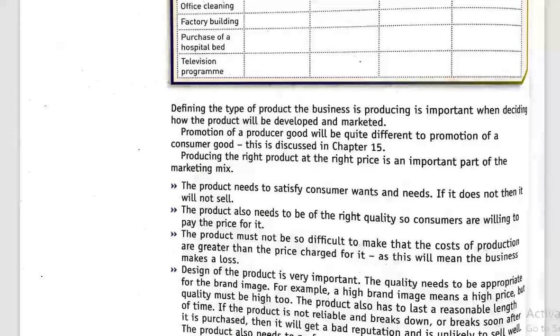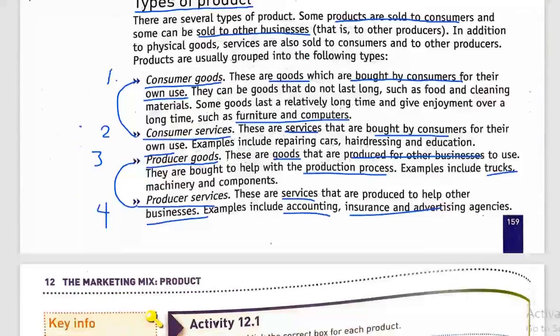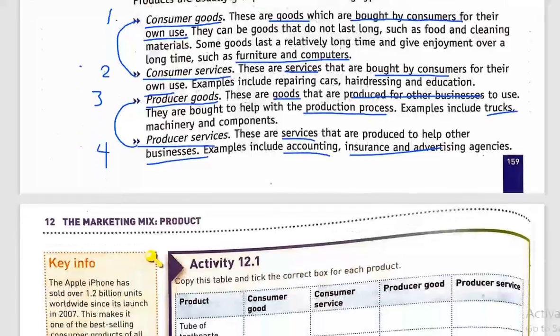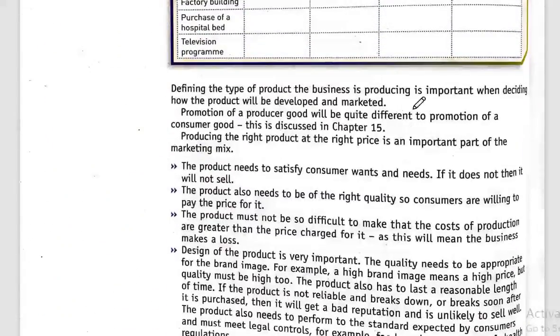So why is it important to know the difference between product types, let's say producer goods or consumer goods, or these four types in general? When I know the importance of these types of products, I'll be able to make many decisions. Producing the right product at the right price is an important part of the marketing mix.